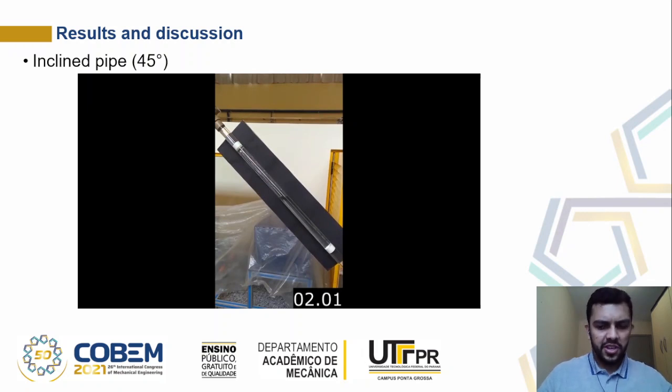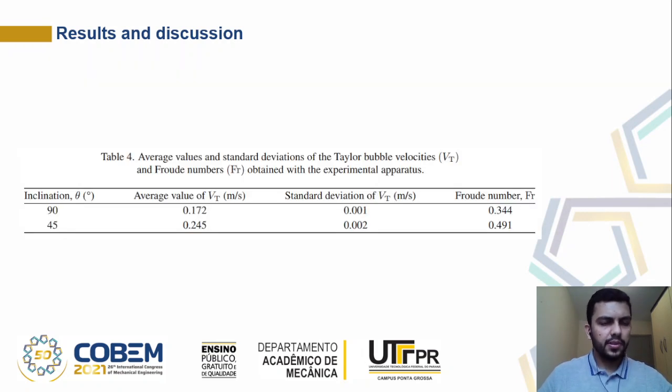And with all the measurements taken, now table 4 shows the average values of the velocity with its corresponding standard deviation and Froude number. So for the inclination of 90 degrees, the vertical case, the average velocity was 0.172 meters per second. And for the inclined pipe at 45 degrees, the average velocity was 0.245 meters per second. So the bubble moves faster inside the inclined pipe.